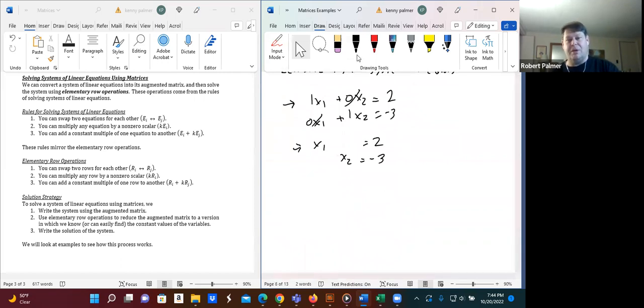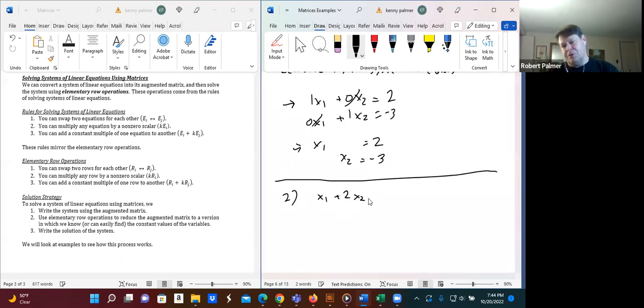Okay, let's look at a second example. So number 2, let's say I have this system. x1 plus 2x2 is equal to 1, and 2x1 plus 4x2 is equal to 4.